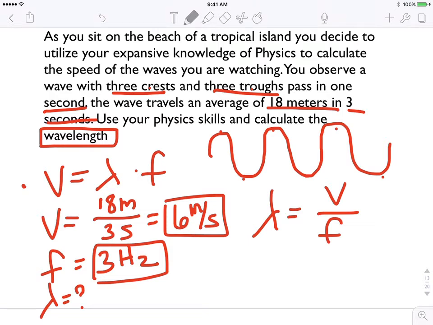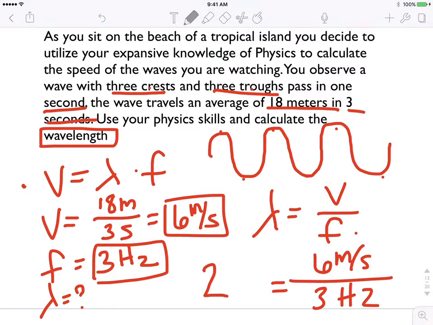What's our velocity? Yes, very good. 6 meters for every second, 6 meters per second. And what about frequency? Yep, 3 hertz. All right, guys. Here we go. Wavelength is 2 meters. Yay! There you go.